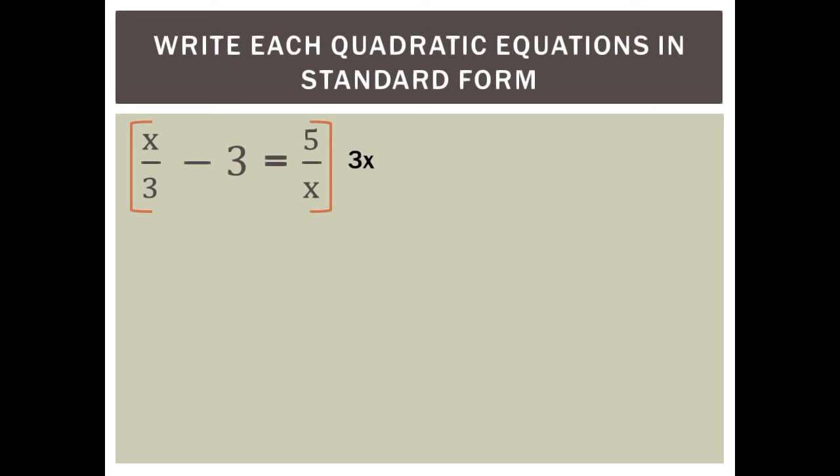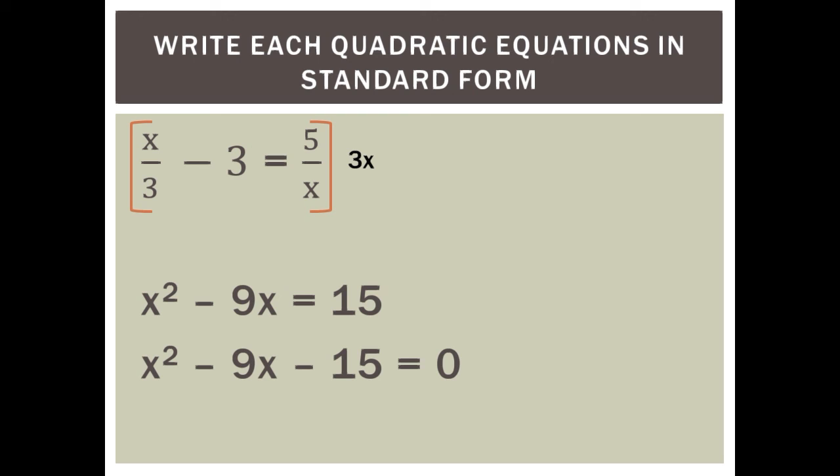term. 3x divided by 3 is x times x is x squared. 3x divided by 1 is 3x times negative 3 is negative 9x. And 3x divided by x is 3 times 5 is 15. 15 is on the right side of the equation, so we need to transpose it to the left side to get our standard form.